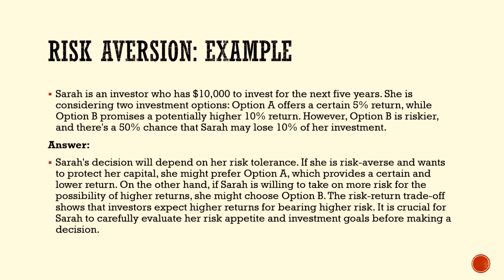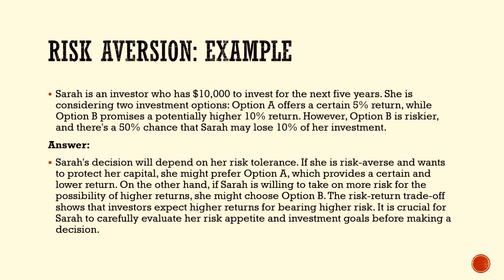As an example for risk aversion, let's consider Sarah, who is an investor having 10,000 to invest for the next 5 years. She is considering two investment options. Option A offers a certain 5% return, while option B promises a potentially higher 10% return. However, option B is riskier, and there is a 50% chance that Sarah may lose 10% of her investment. So, what should Sarah choose?